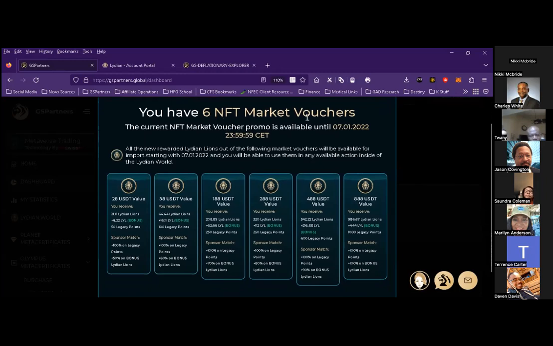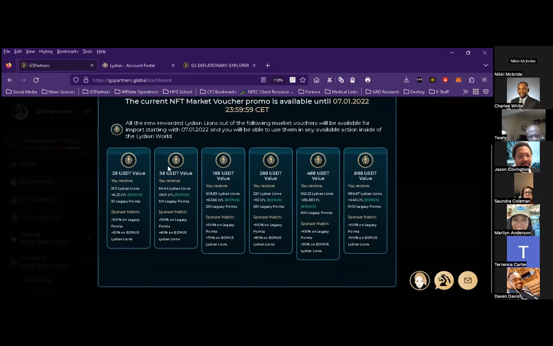We have 6 NFT market vouchers. With these market vouchers, you not only get an NFT, but you also get Lydian Lions. And right now, you also get a bonus to those Lydian Lions, as well as legacy points, and your sponsor gets a 50% match on the bonus Lydian Lions. So if you're looking for a way to get Lydian Lions, but don't want to put it all into a certificate, this is a way to grab a few Lydian Lions on the cheap, basically. And they go from 28 USDT value all the way up to $888 value.